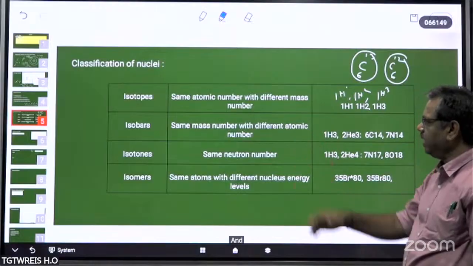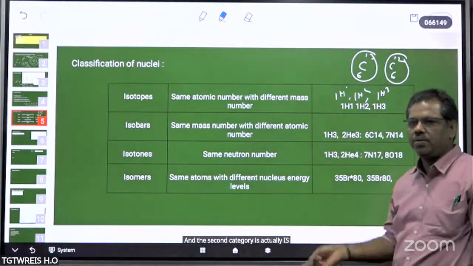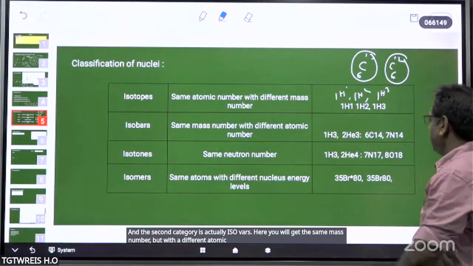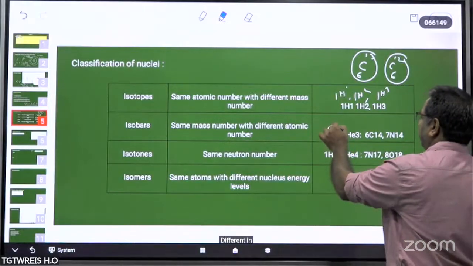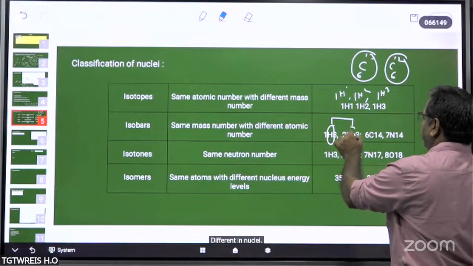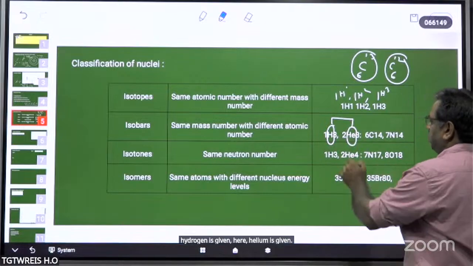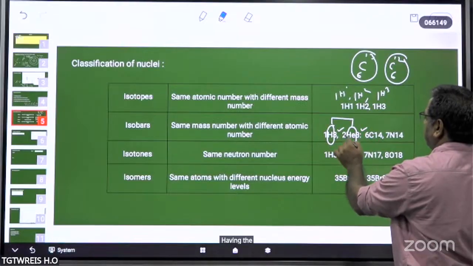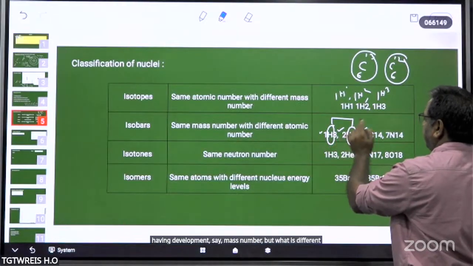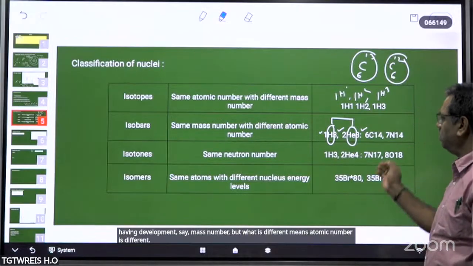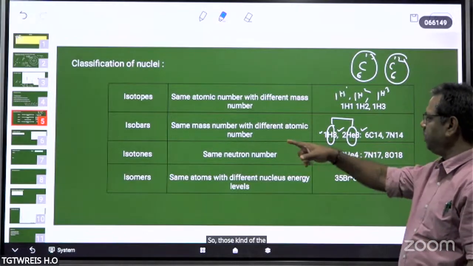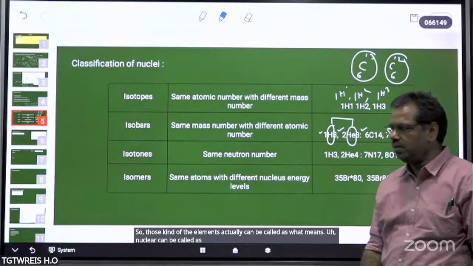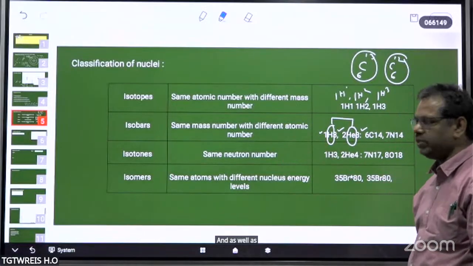And the second category is isobars. Here you get the same mass number, but with a different atomic number itself. That means different nuclei. Here hydrogen is given, here helium is given. Hydrogen and helium here have the same mass number, but the atomic number is different. So those kinds of nuclei can be called isobars. And next, isotones.